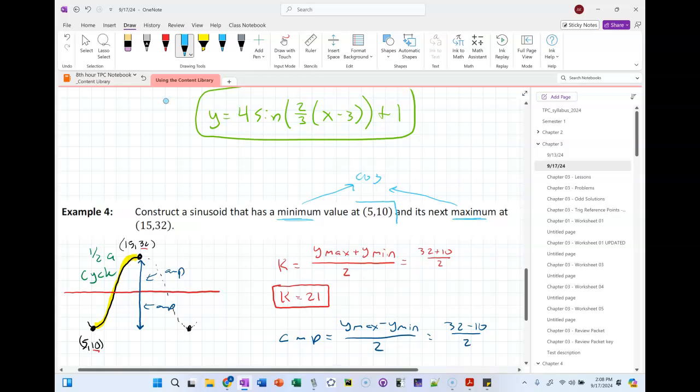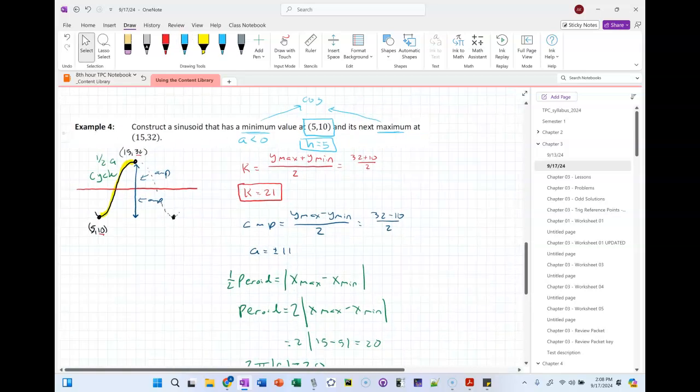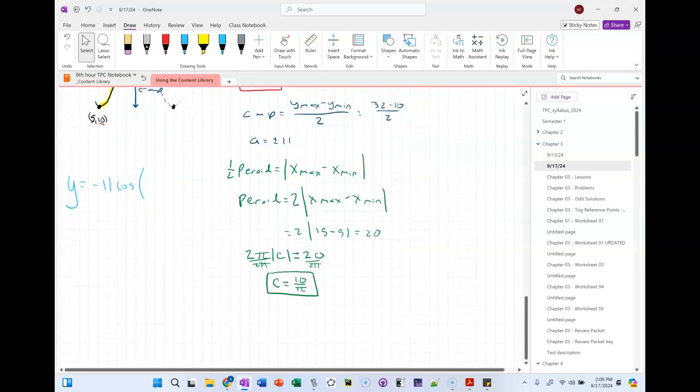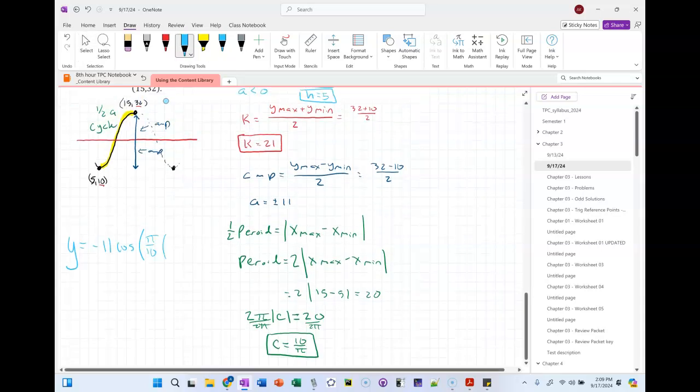Like the equation will be different, but they'll both be correct. Let's say, for instance, we pick the minimum at 5, 10. The h then should be, okay, so the a is negative, but what is the h? What number is it? What's it equal? Not 5, 10, just 5. Just the x. So now we have everything we need. So y equals negative 11 cosine, and then we'll flip our c, so we'll have pi over 10 times x minus h, plus k.